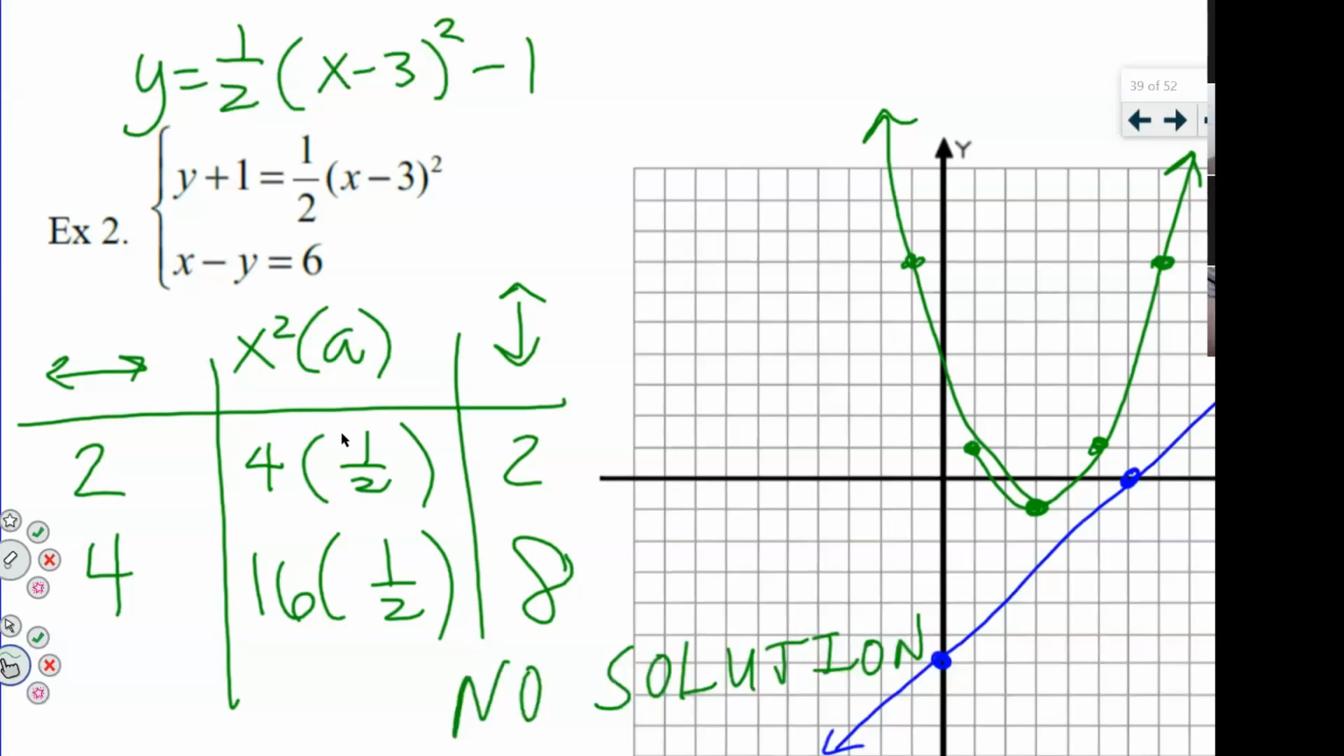Undefined really only means when there's a 0 on the denominator. That's all undefined means.